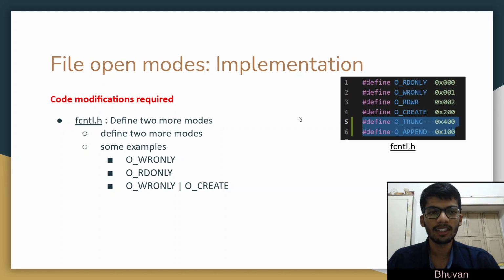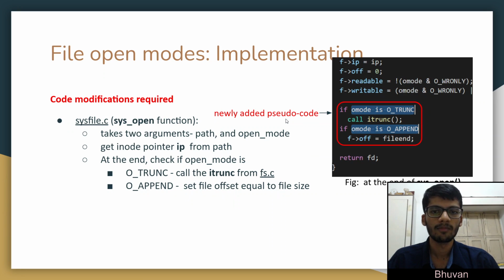Firstly, we have seen these four modes. We add two more modes, O_TRUNC and O_APPEND. These are macros, so once they are defined we can pass these macros as the file opening mode. And if we want to specify two modes together, we can do that by an OR operation between them. Now we look in sysfile.c. It has the sys_open function which opens a file. It takes the arguments path and the opening mode.